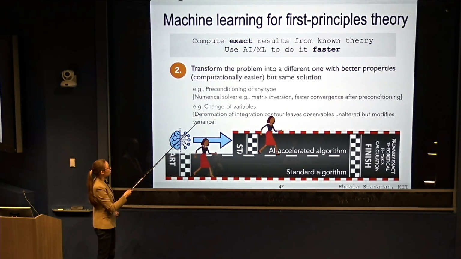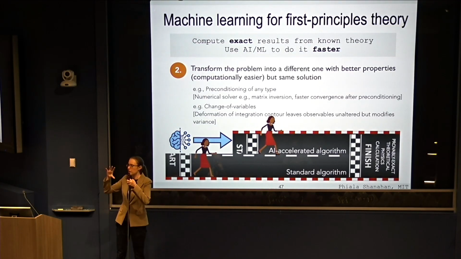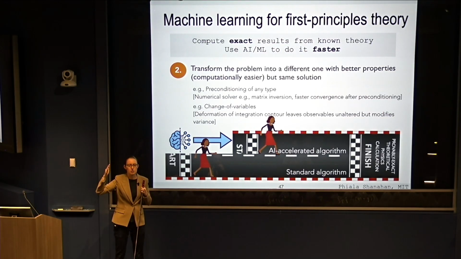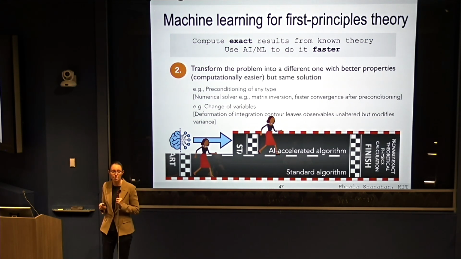Another example is a change of variables. Even just complex analysis, if you take a complex integration contour and you deform it, as long as you don't cross a pole, you're guaranteed that the answer is the same. You can use machine learning to deform the contour to a place that's easier to numerically do the integral, right? Change the problem, use the same method to solve.